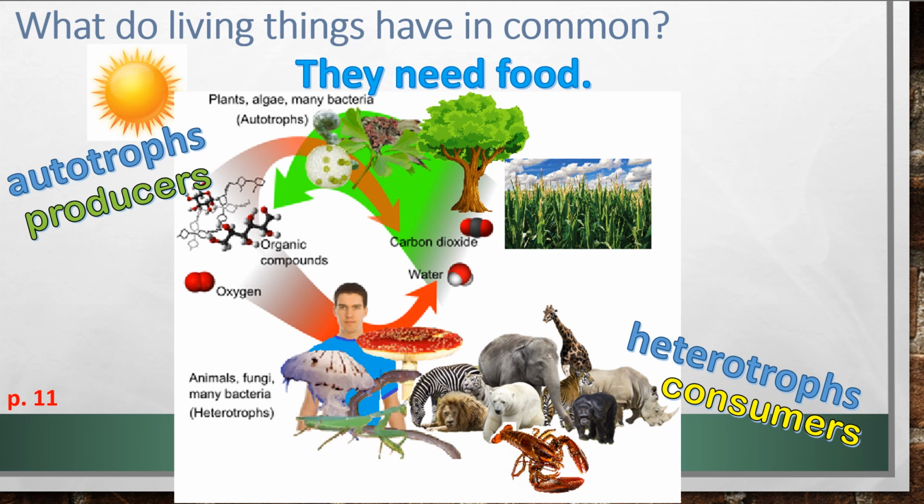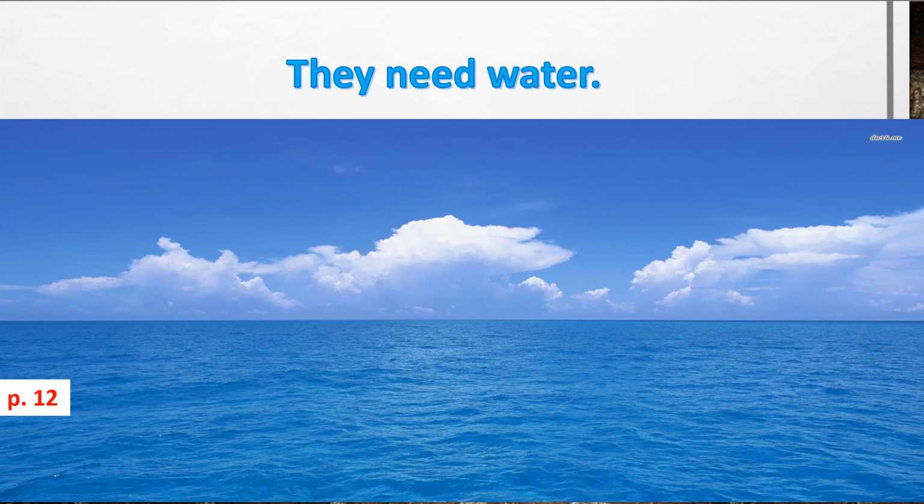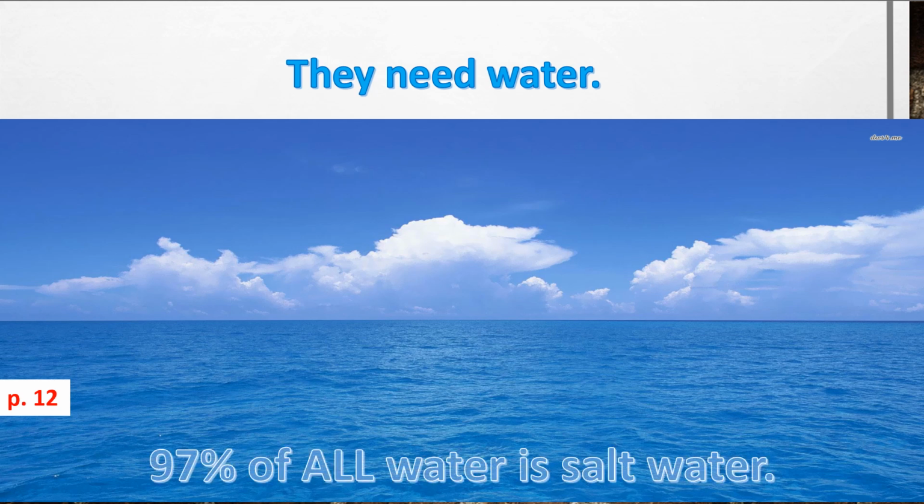So we have one category, plants, that are autotrophs that create their own food, that are producers. Everything else, protists, bacteria, fungi, and animals, are all consumers. They are all heterotrophs. Not only do all living organisms need food, all living organisms need water. We do not know of a living creature, from a bacterium to a blue whale, that can survive without water. Yes, some organisms can go a longer period of time without water. However, water is still required.